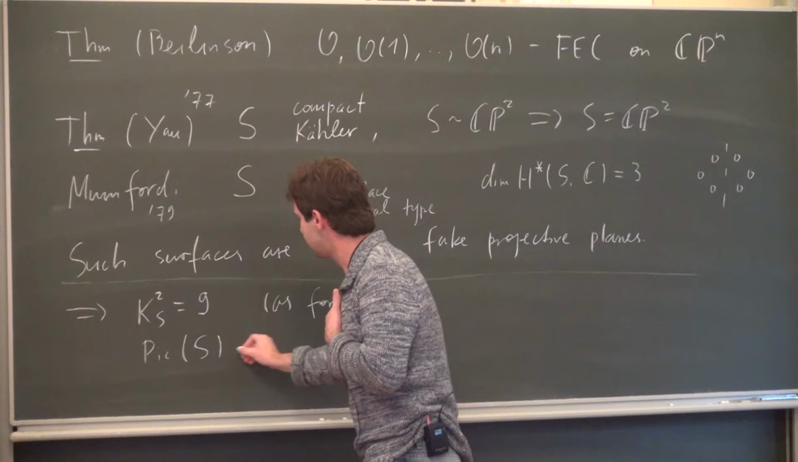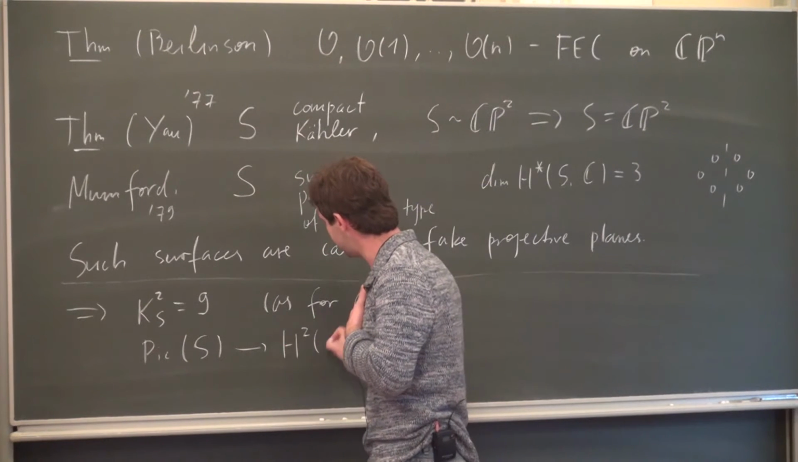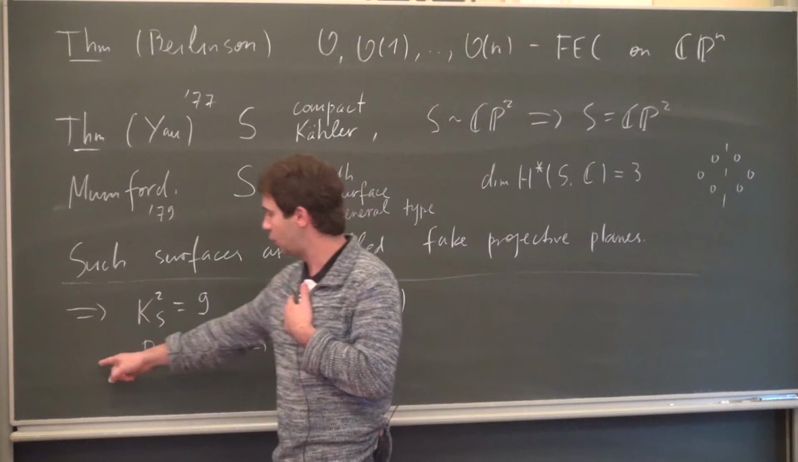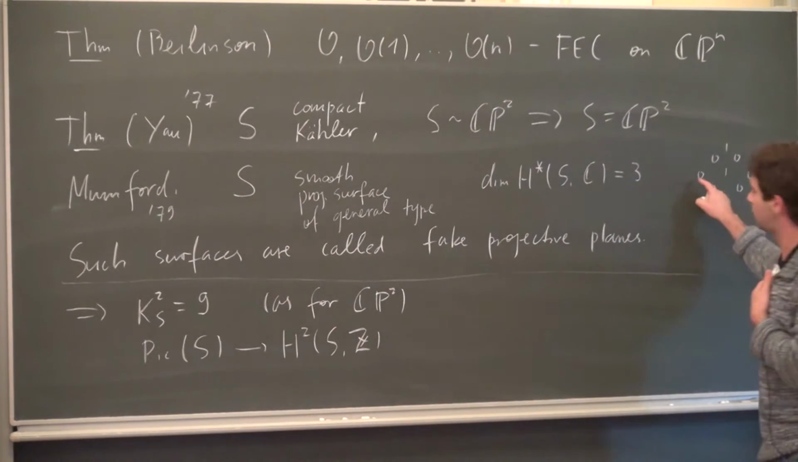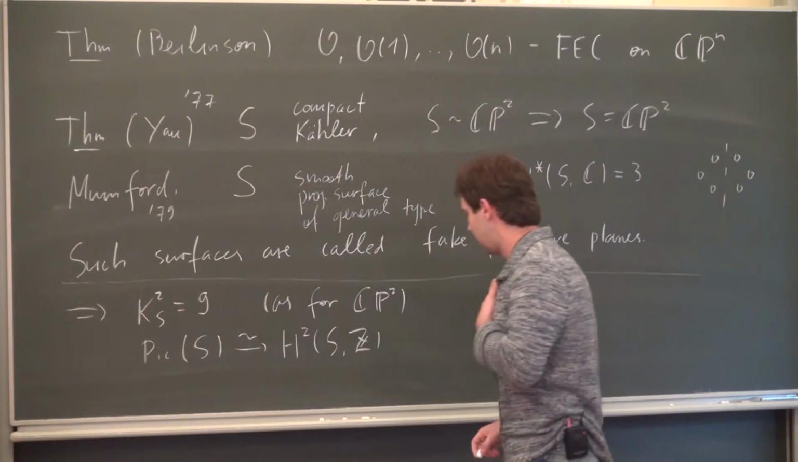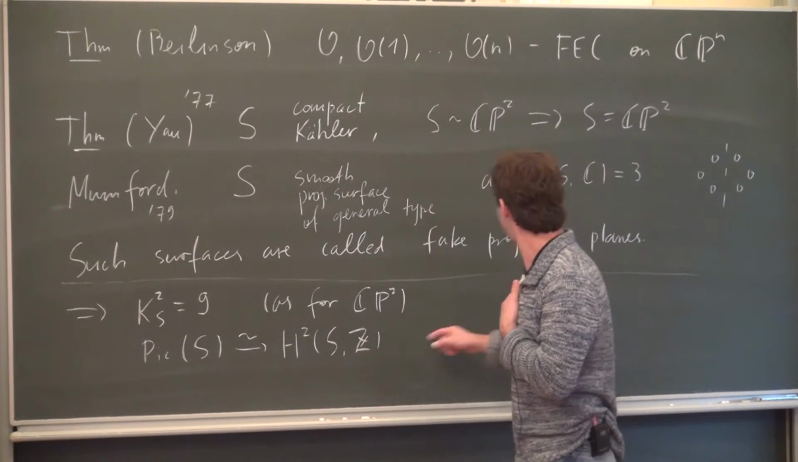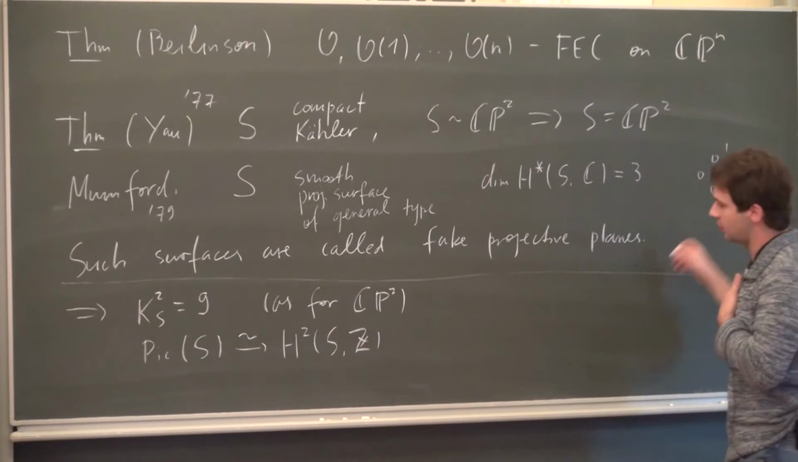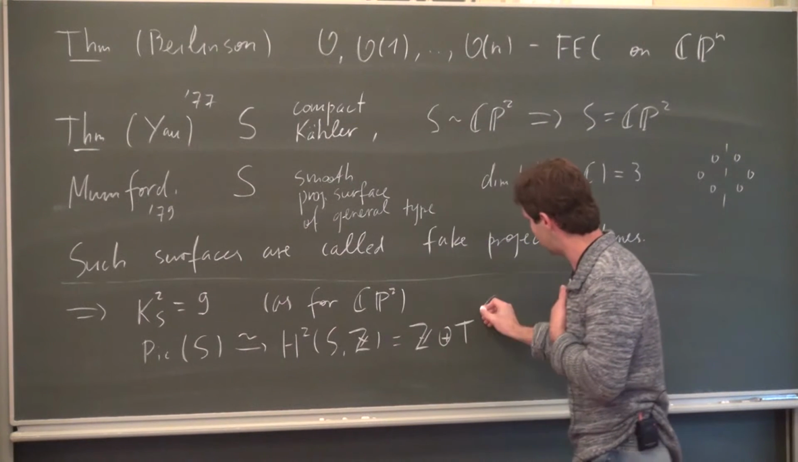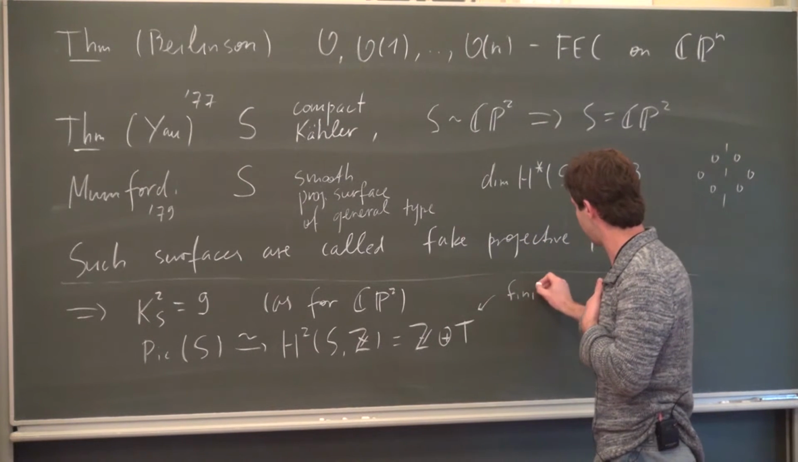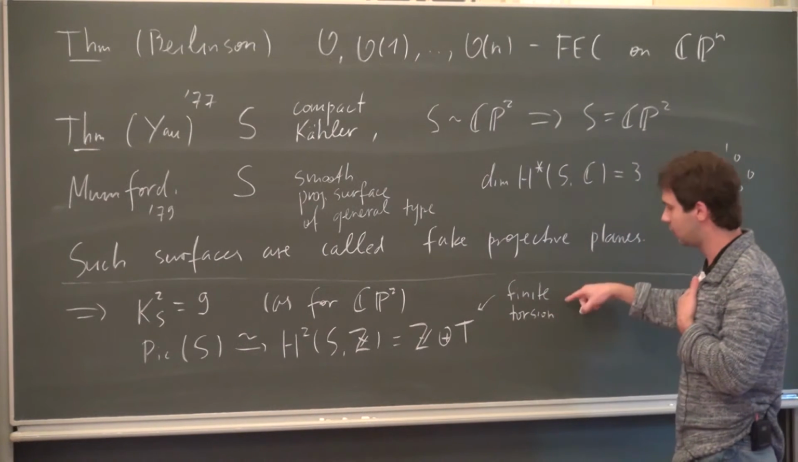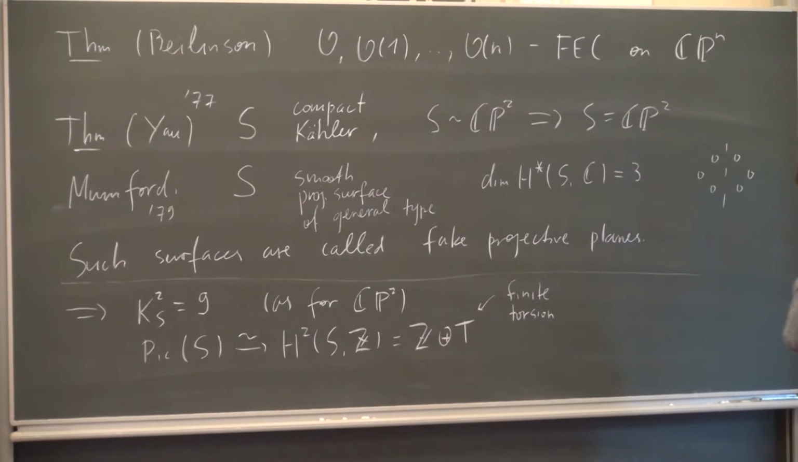So we can say something about the Picard group. In fact, the first Chern class mapping to the second cohomology is an isomorphism, because the kernel and cokernel are given by these two zeros. Also, because it's one-dimensional here, this will be Z plus finite torsion, which will play an important role later.